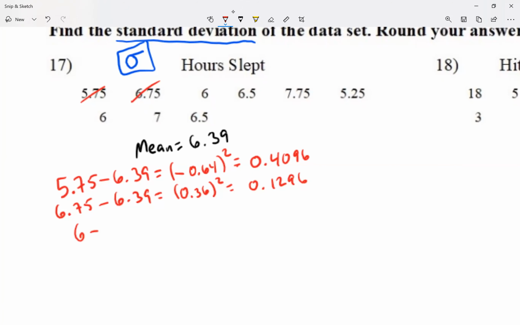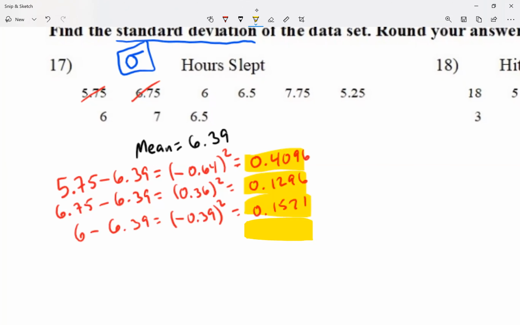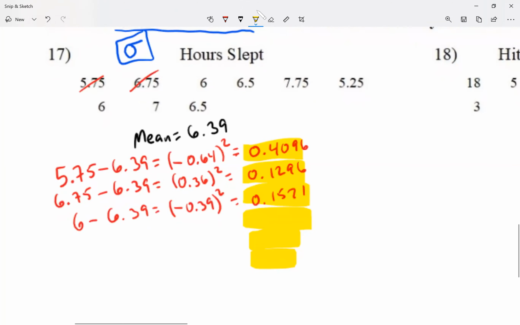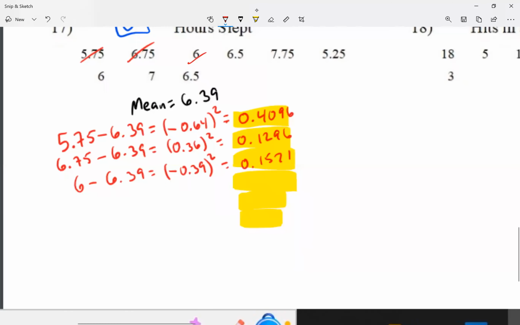All right, let me find the next number. 6 minus the mean. So 6 minus 6.39. And that is negative 0.39. Let me square that. And that gives me 0.1521. All right, don't want to waste your time. So it's going to be a bunch of numbers right here, right? Like I said, I'm doing it to each of my numbers. You notice I did it to the first three, but in our homework, we're going to do it to all. There's only 9 numbers on this list, so we can do it to each of them.